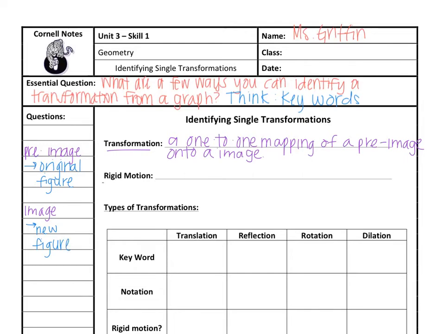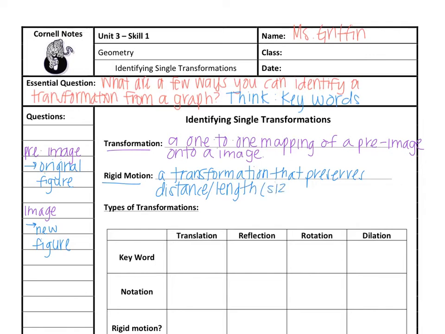A rigid motion, our next vocab word, means that it's a transformation that preserves. Another word for preserves is keeps. That preserves distance / length. Distance, length, and size can all be interchanged. Preserves distance / length or size, and angle measure.